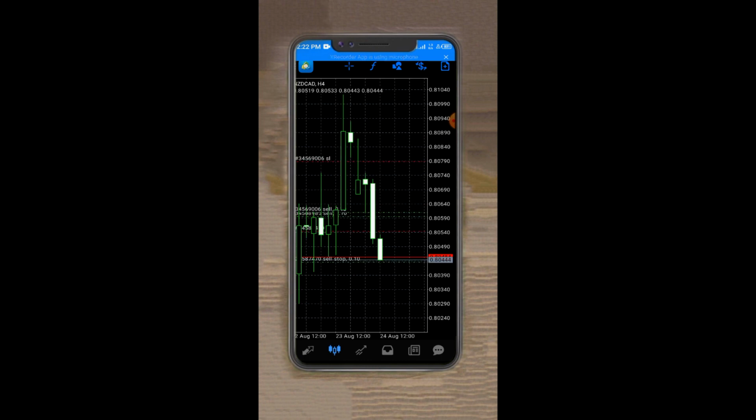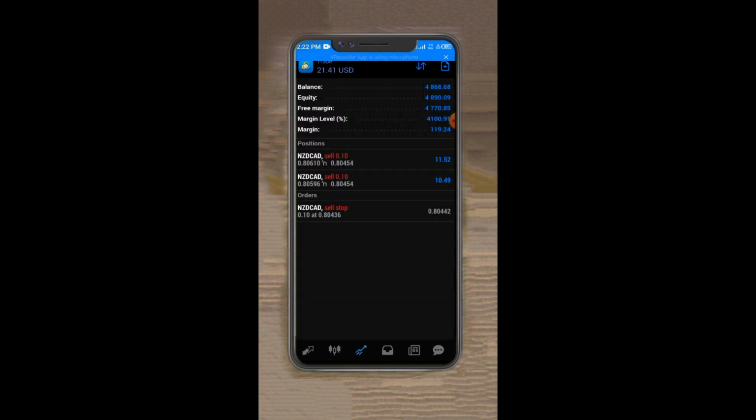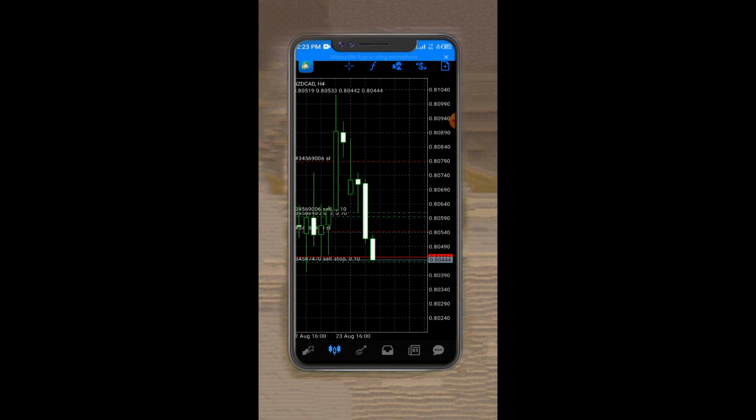So let's see. 11 pips. Okay, so I'll be back, gang. I'll be back. All right, seems like we're about to be triggered. In.